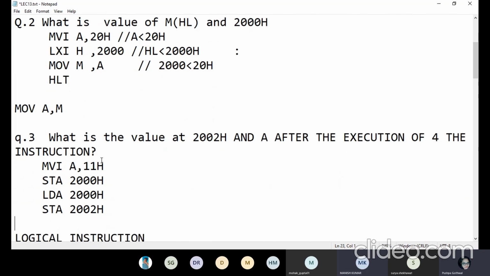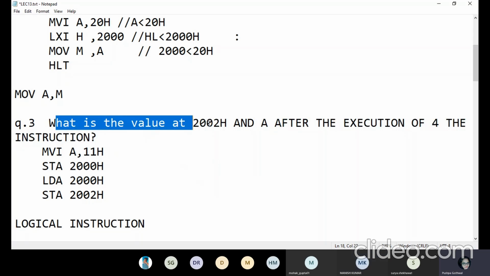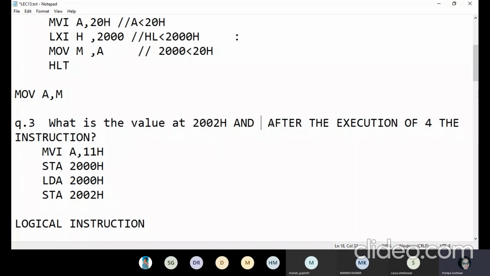Now in the next program, what is the value at 2002H after the execution of the fourth instruction? After the execution of the fourth instruction we need to know the value of 2002H. Can anybody tell me what will be the value of 2002H according to this program? This is the fourth line. After the execution of the fourth line, what is the value at 2002H? Anybody can give the answer?